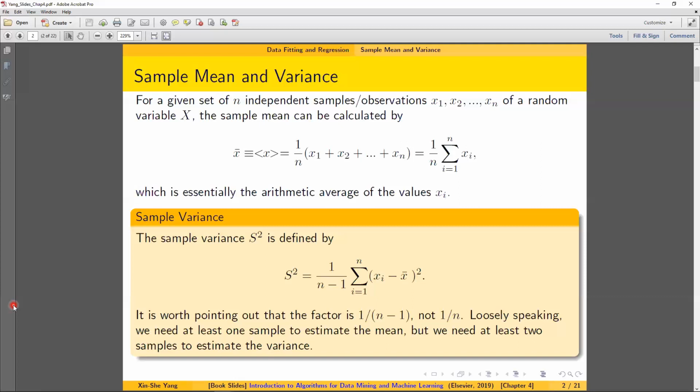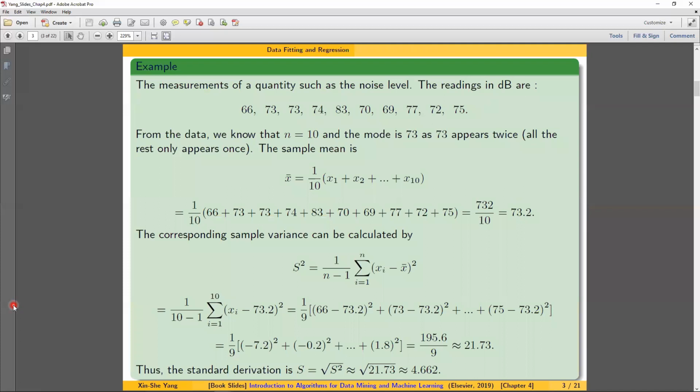So in order to design an unbiased estimator of the population variance, we leverage this 1 over n minus 1. We discussed the mean and variance earlier as well, but here we're talking about sample mean and sample variance. Let's use this example to understand it a little bit more.